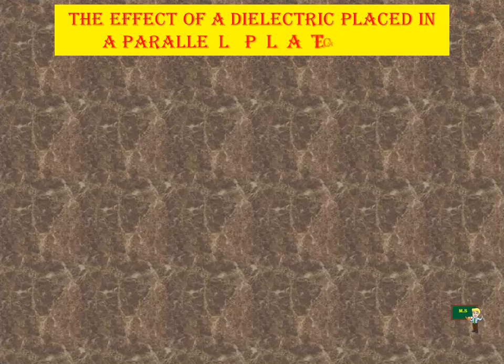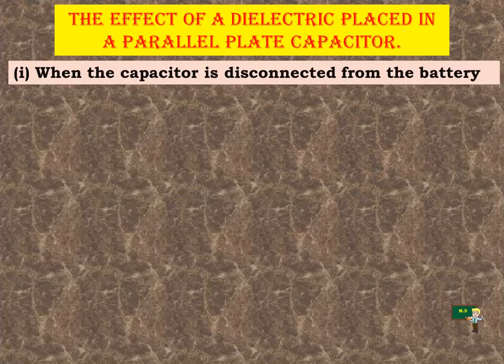The effect of a dielectric placed in a parallel plate capacitor. The dielectric can be inserted between the plates in two different ways. First one, when the capacitor is disconnected from the battery.